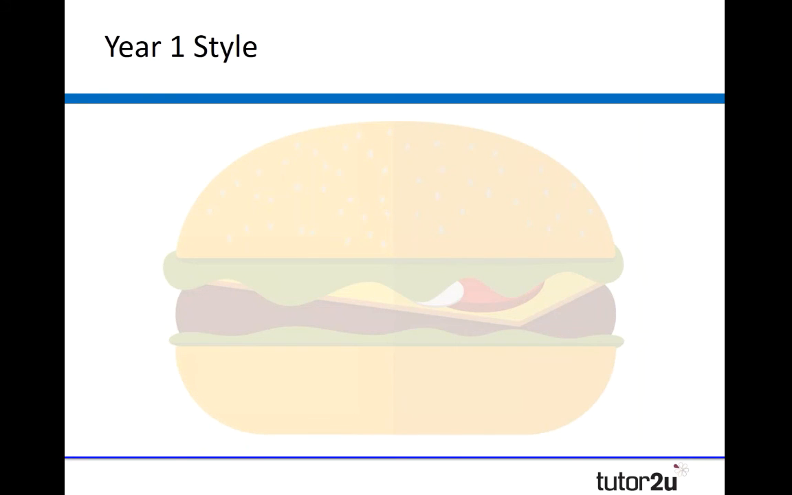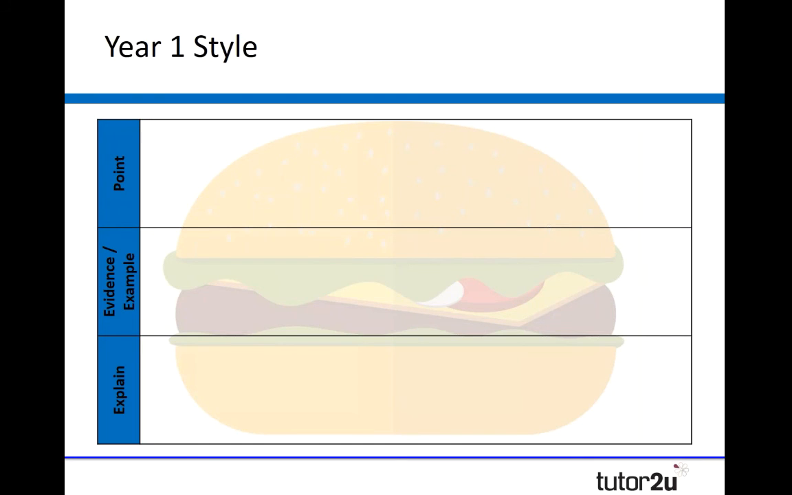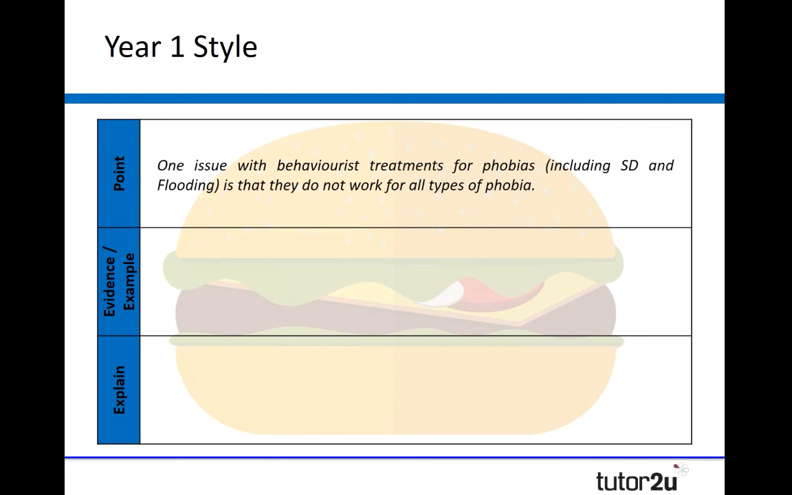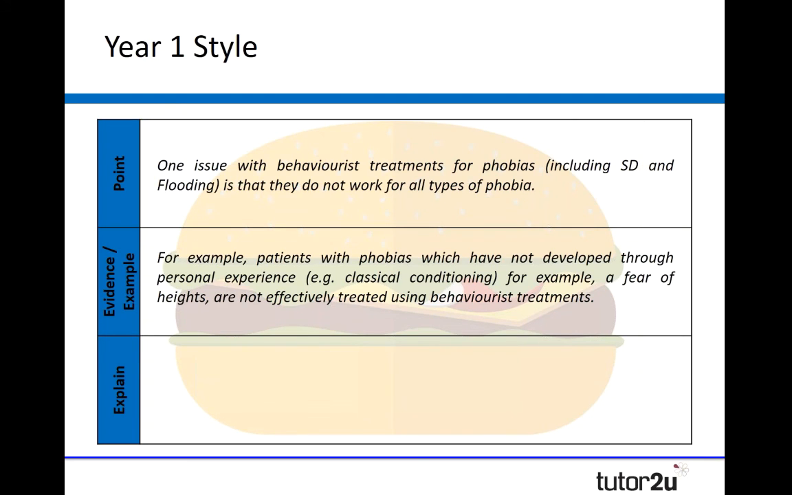If we imagine a very simple year 1 paragraph, I used to teach my students the Berger technique. It really is just a point, evidence, explain paragraph, and I'm going to elaborate on this in a minute. They may have written something along these lines. So one issue with behaviourist treatments for phobias is that they don't work for all types of phobias. Absolutely fine starting point. They then bring in the example here because there's no evidence, they're just going to give an example. They might say, for example, patients with phobias that have not developed through personal experience, for example, a fear of heights, will not be effectively treated using behaviourist treatments, okay?